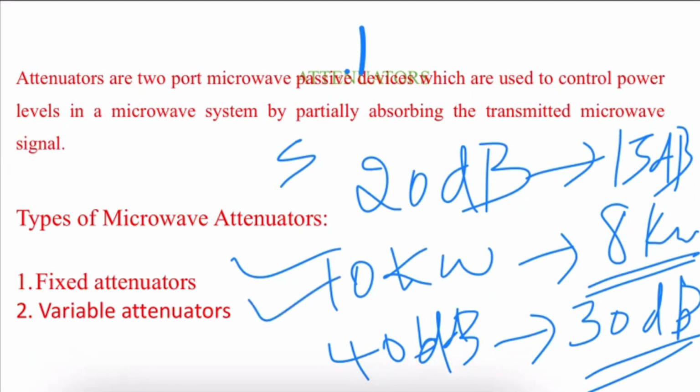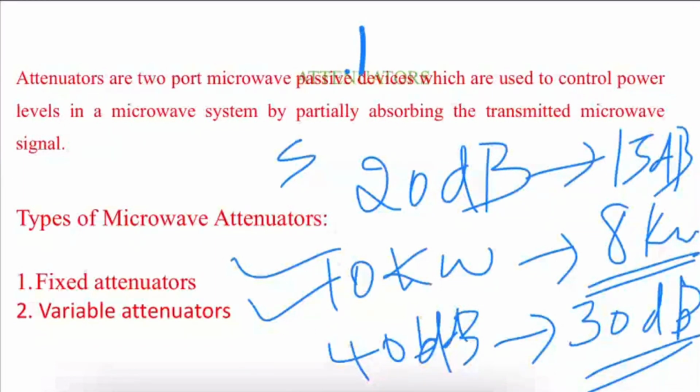Next, coming to the variable attenuator. A variable attenuator is a type of attenuator in which the level of attenuation can be varied. It is not fixed. I can vary it, attenuating 5 dB or 10 dB. In accordance with the requirement of the application, I can vary the attenuation level. Those types of attenuators are called variable attenuators.